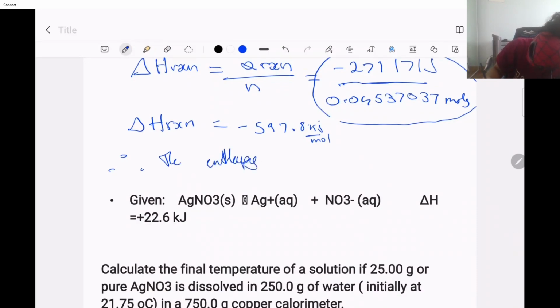the enthalpy change for nicotine is equal to negative 597.8 kilojoules per mole.